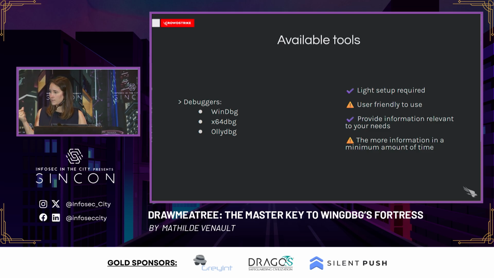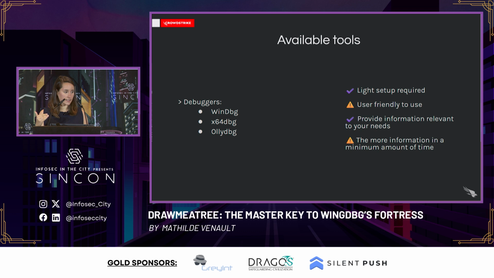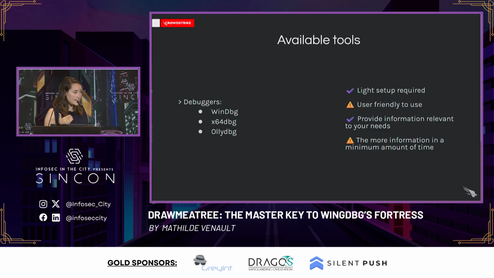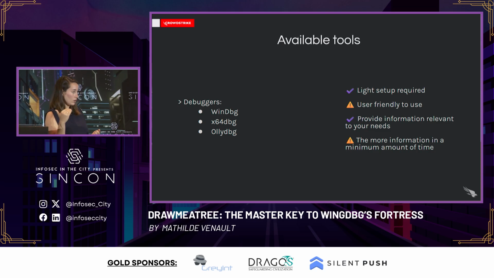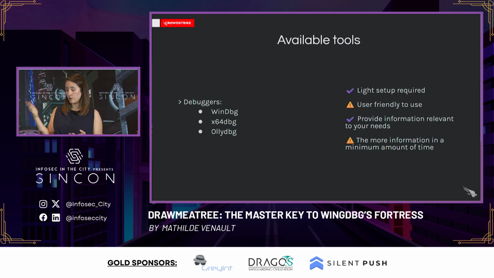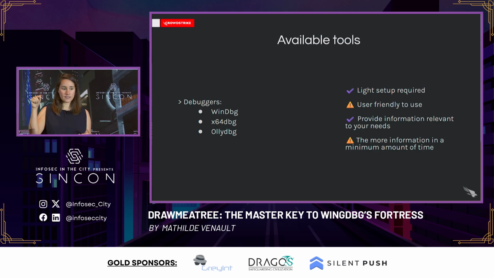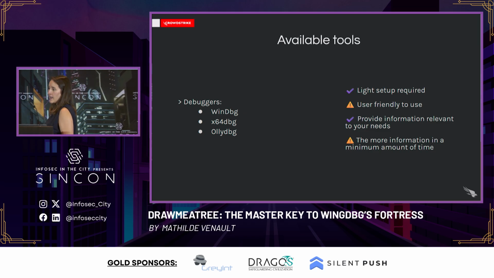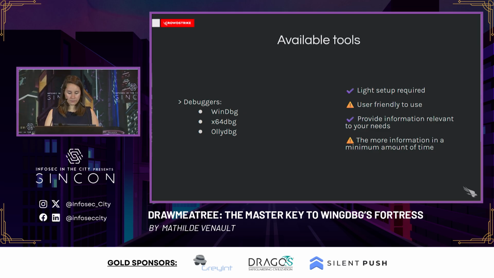This is this dynamic vision that helps understanding what happens under the hood. But the more information in the minimum amount of time is, again, the problem. Because you will get to see all of the API and all of the function calls, but you need, for instance, on WinDbg, to press P, P, P, P, P to go next, next, next through every instruction or every call. And it can take quite some time too.